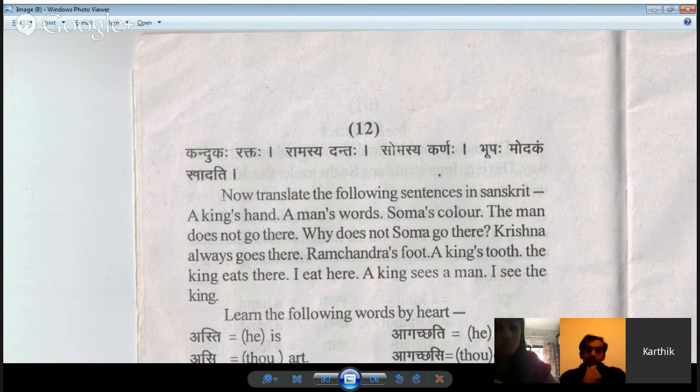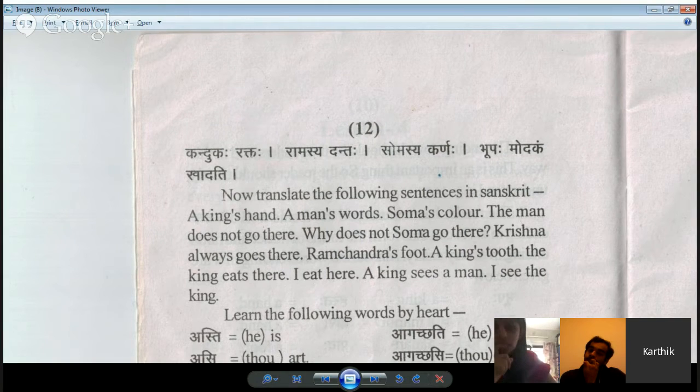Whose hand? His hand. Tasya kare means his hand. So the ball in his hand is red. Tasya kare kandukah raktah. So tasya kare will tell you where the ball is. So tasya, his hand. Tasya kare, his hand. Kandukah. So the ball in his hand. Tasya kare kandukah raktah. The ball in his hand is red.